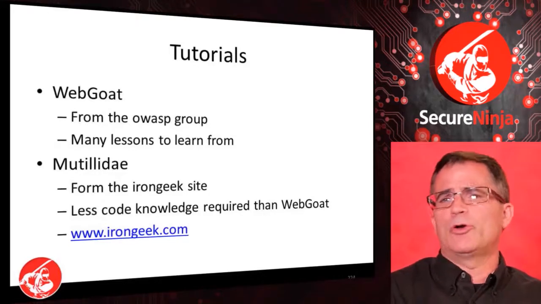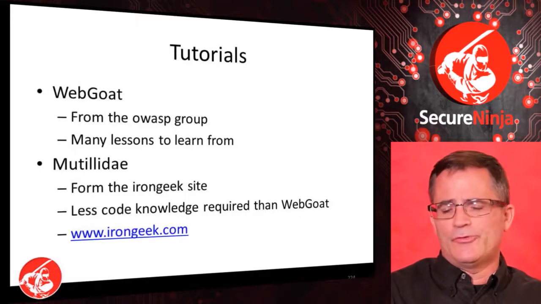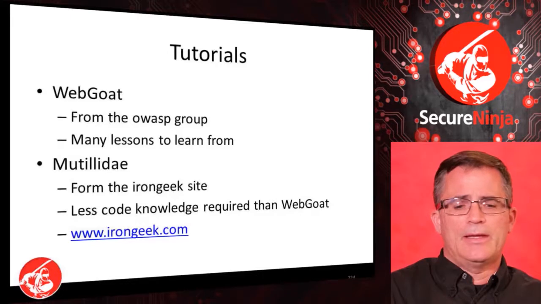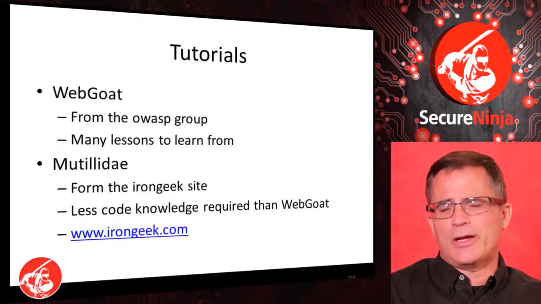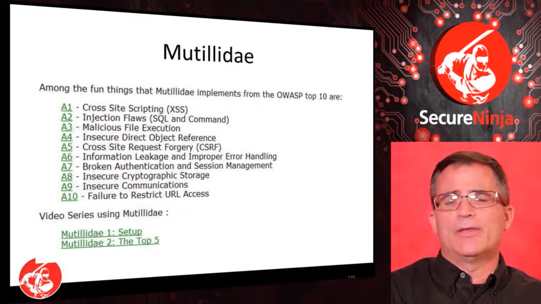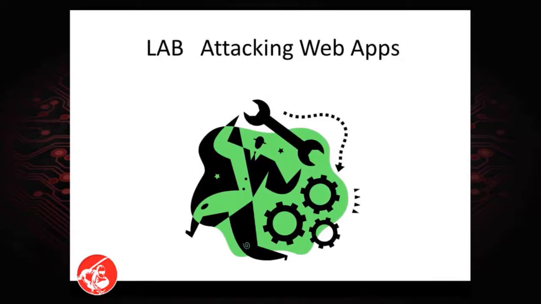For those of you who find WebGoat a little too much code, Mutillidae from the Iron Geek site has a lot of information. It requires less code knowledge than WebGoat, and he has all kinds of videos and cool stuff you can do there. So again, tutorials, practice, practice, practice is the only way to get good at web application testing. This is a picture of Mutillidae. It's got cross-site scripting, injection flaws, all these different techniques to practice, and it usually goes with the Open Web Application Security Project top 10. It will have the same top 10 security flaws as lessons. And now we're going to do a lab attacking web apps.